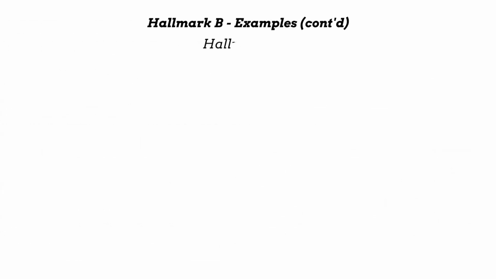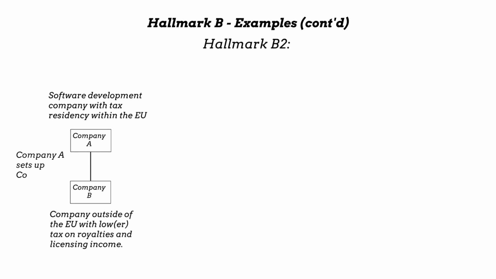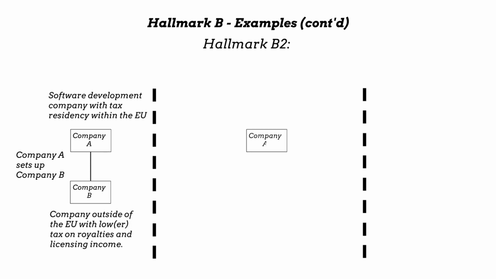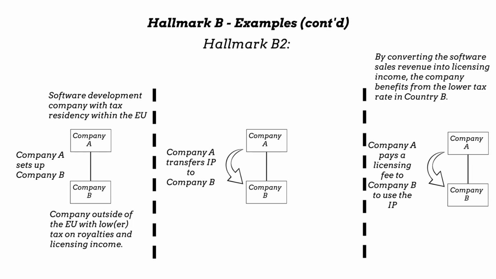Hallmark B2. A software development company in Country A, an EU member state, earns significant revenue from its software sales. In order to reduce its tax liability, the company sets up a subsidiary in Country B, a non-EU jurisdiction with a lower tax rate on licensing income. The parent company then transfers its intellectual property, IP, rights to the software to the subsidiary. The subsidiary then licenses the IP rights back to the parent company, which continues to sell the software in Country A. By converting the software sales revenue into licensing income, the company benefits from the lower tax rate in Country B.